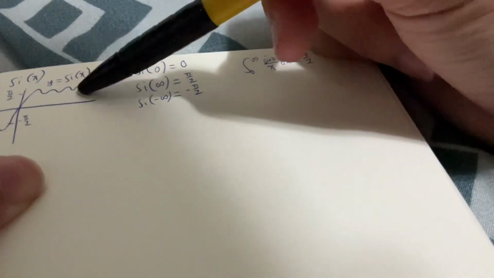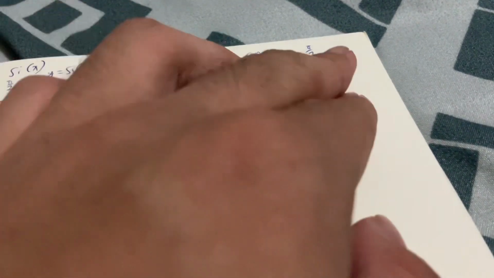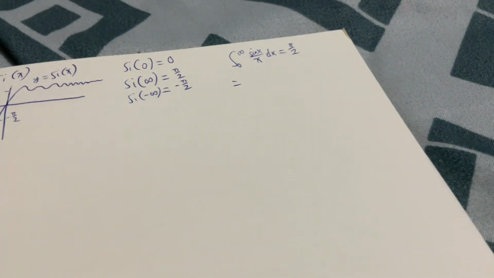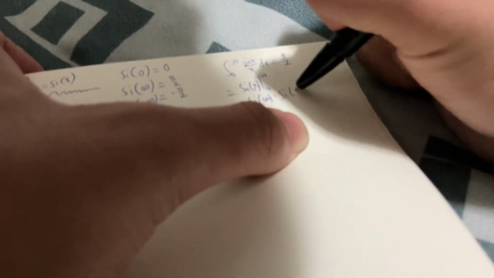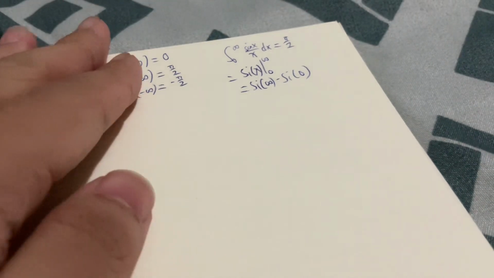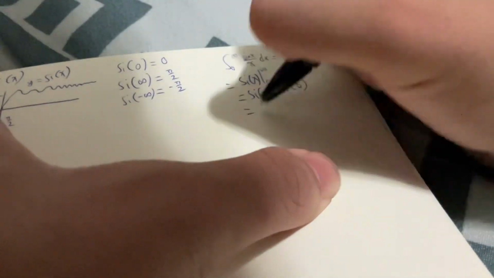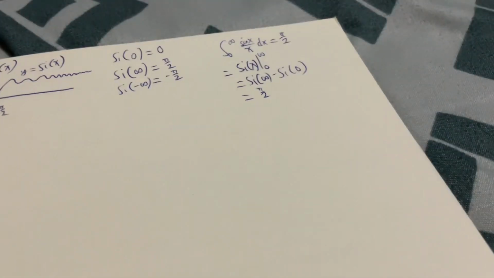From 0 to infinity, you pretty much just get pi over 2. But if we want to do the calculus way, the integral of sin x over x is the sine integral, right? SI of x from 0 to infinity, so you get SI of infinity minus SI of 0. If you are not sure about the graph, be sure to memorize that SI of infinity is just pi over 2, and SI of 0 is just 0, so you get pi over 2 like that.